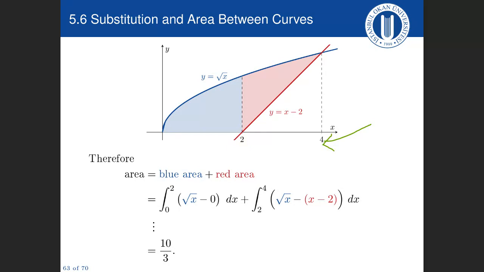We need to do blue area plus red, or pink, area. So we're integrating from 0 to 2. On the blue area, the top function is square root of x and the bottom function is 0. And then we're going to do plus the integral from 2 to 4. The top function is root x, and the bottom function is x minus 2. Again, I'm not doing the details here. You can fill this in for me. Please check that this is equal to 10 over 3.